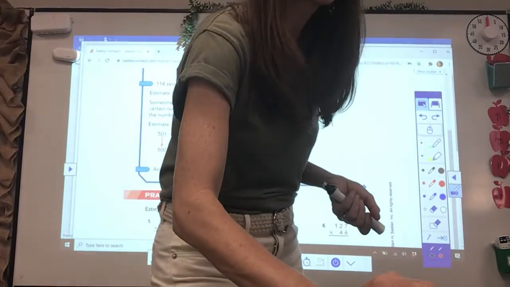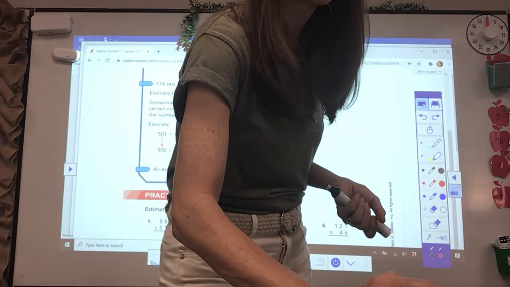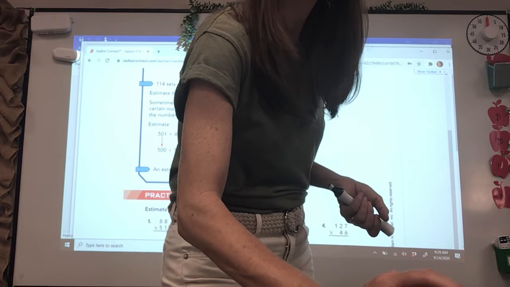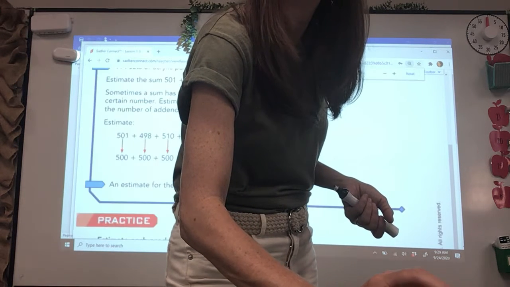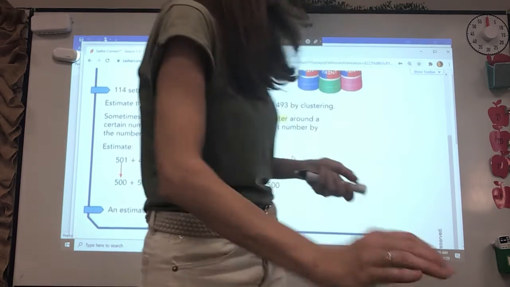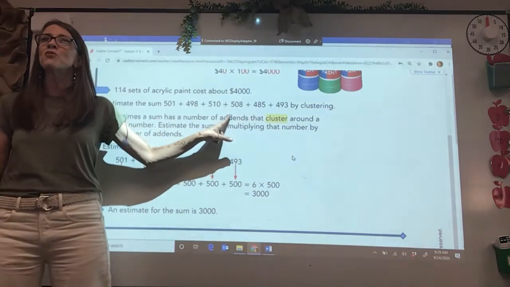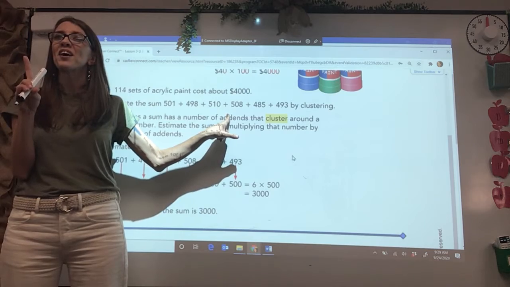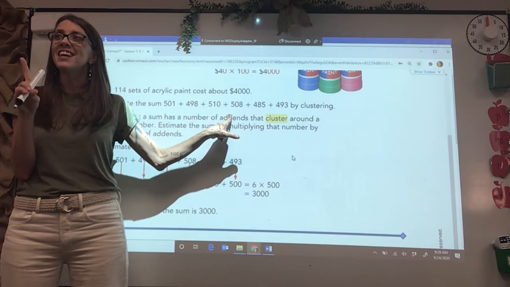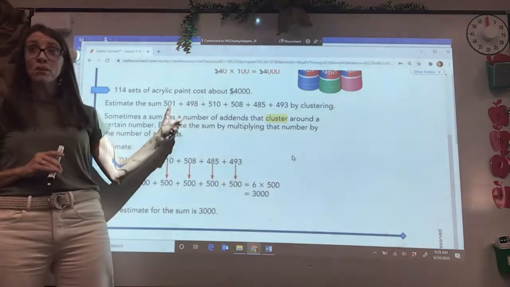Okay, look at those. I'm trying to make this bigger so we can see it better, but it's not working. There we go. Look at all these numbers. They're all grouped around what number? Look, that's pretty close to 500.